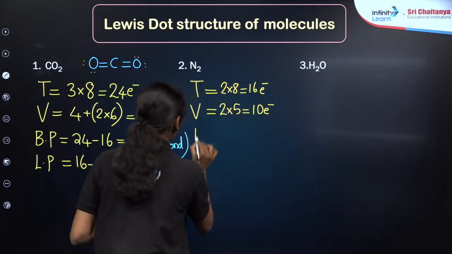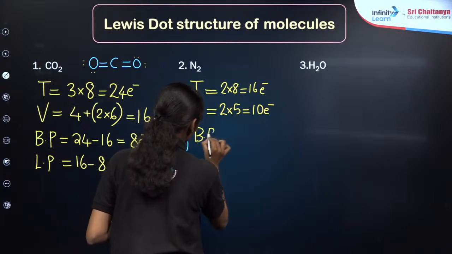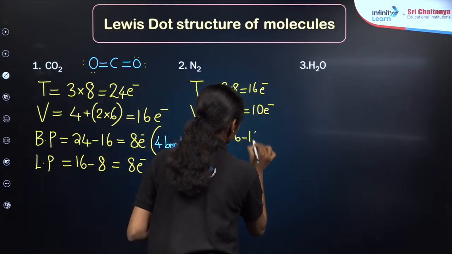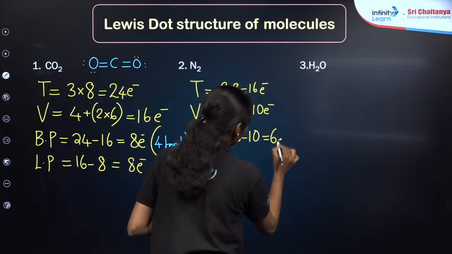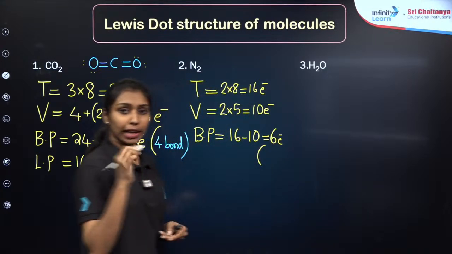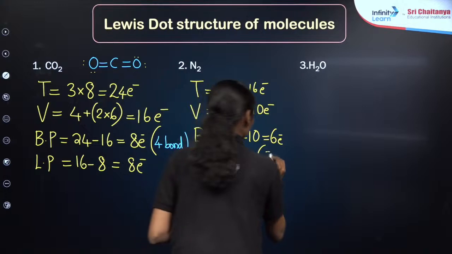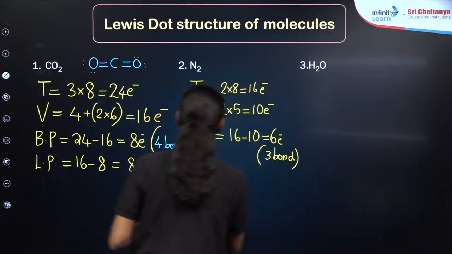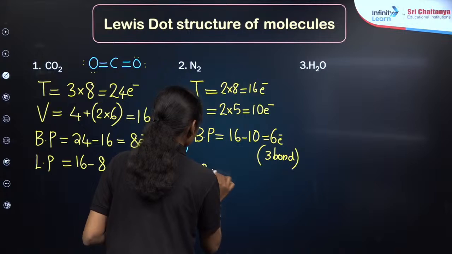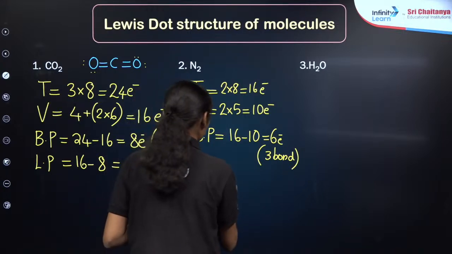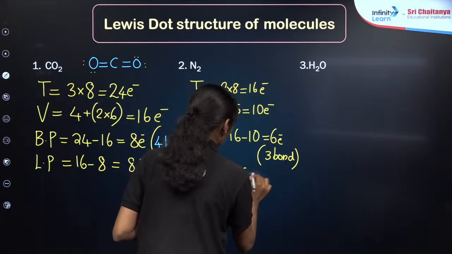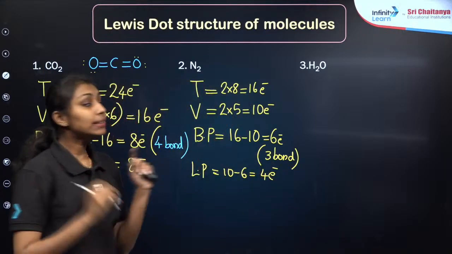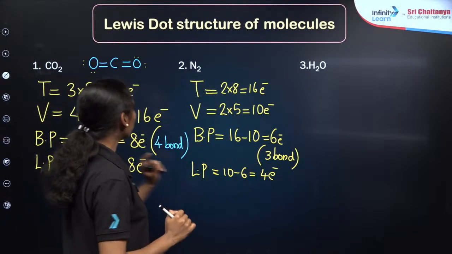Then you have to find out the bond pair of electrons by taking the difference T minus V, that is equal to 16 minus 10 is equal to 6, right? 6 electrons, which represents the 3 bond, 3 into 2. Then what about the lone pairs here? Lone pairs means V minus BP, right? So 10 minus 6 is equal to 4. So in the particular structure of N2 molecule, there will be 3 bonds and 4 lone pair electrons.